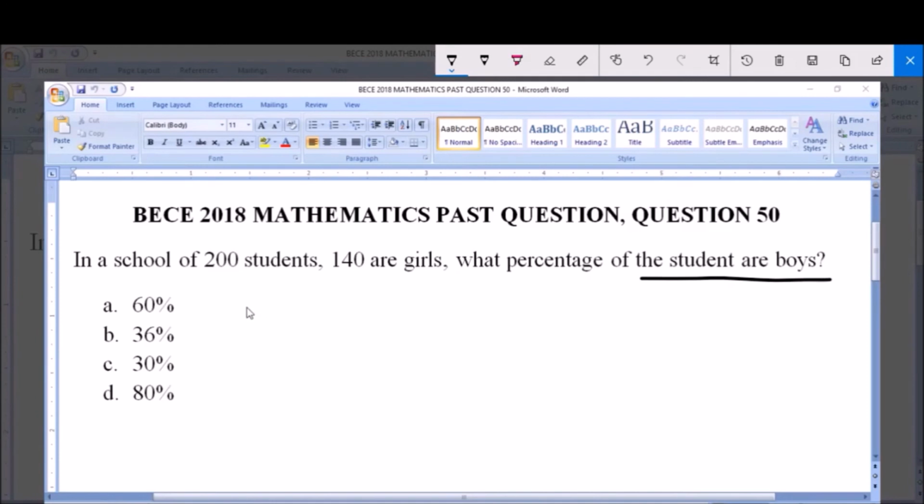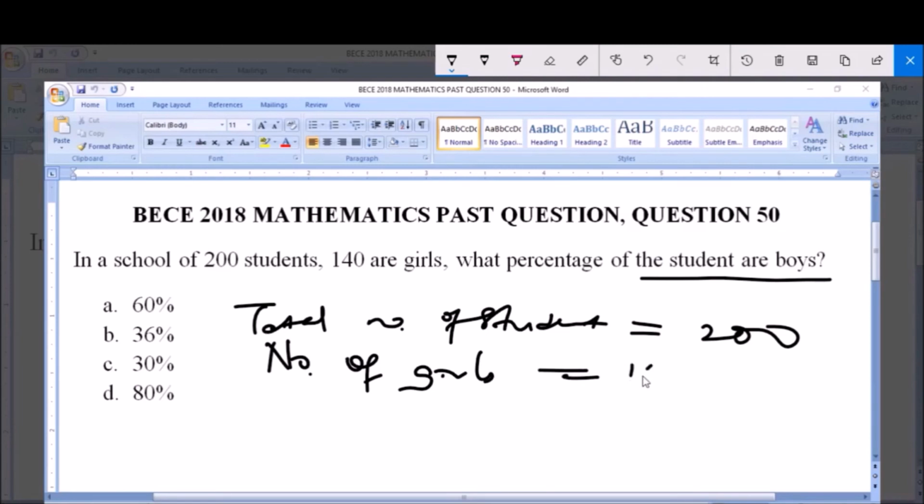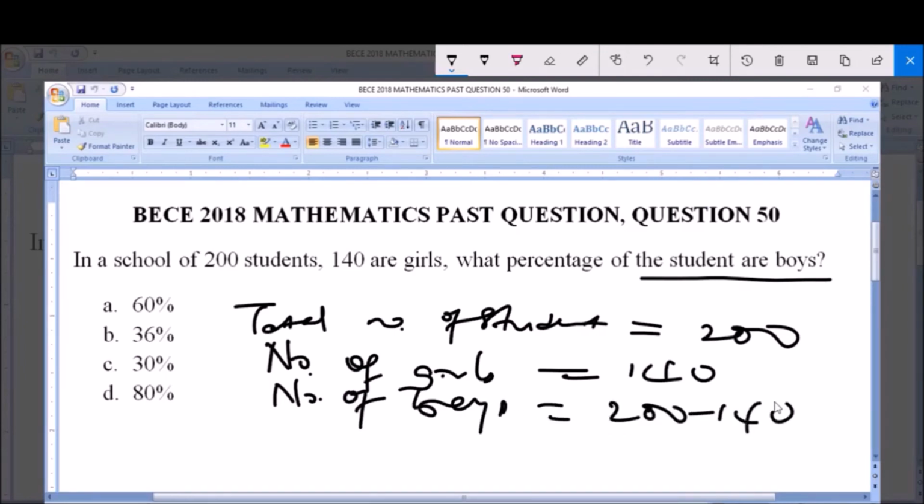Now, the total number of students is equal to 200, and then the number of girls is equal to 140. Then the number of boys will be equal to 200 minus 140, which is equal to 60. So in this school there are 60 boys, but the question asks us to find it in percentage.